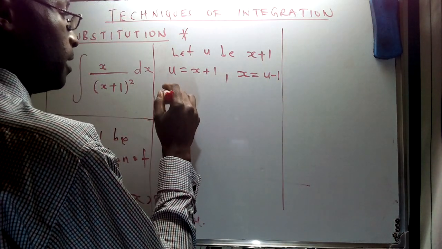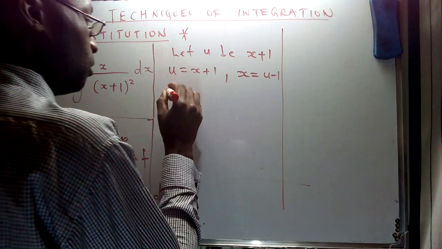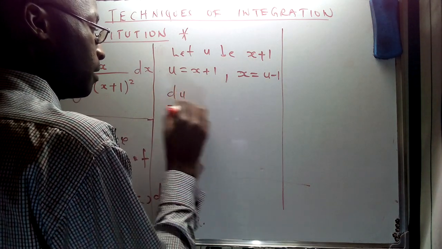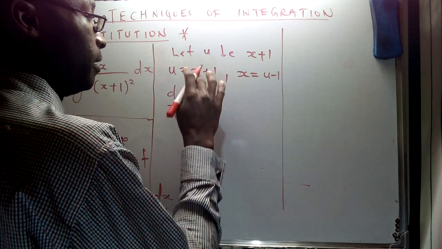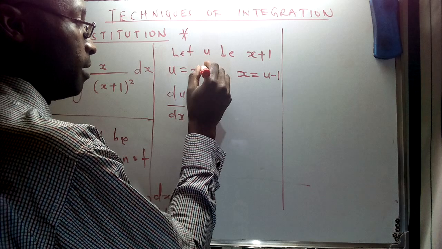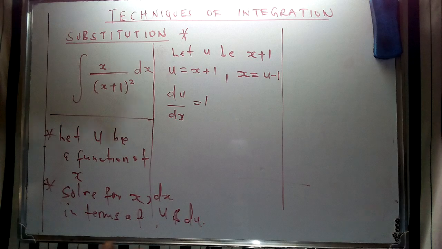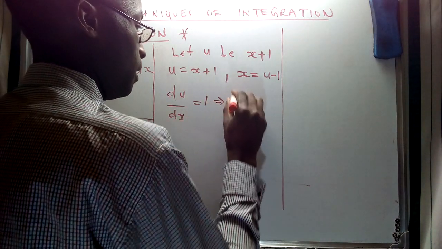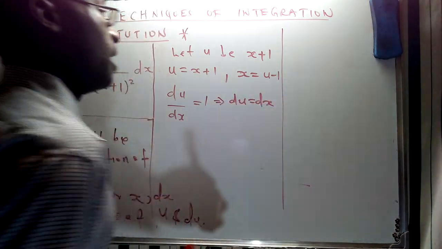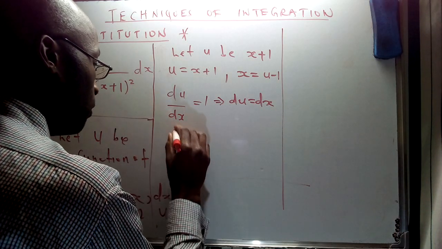So in finding a derivative, as we said from the first condition, whereby we say let u be a function of x, usually part of the integrand, we see that du/dx is going to be equivalent to 1, since the derivative of the constant minus 1 is 0, and therefore du is equal to dx.